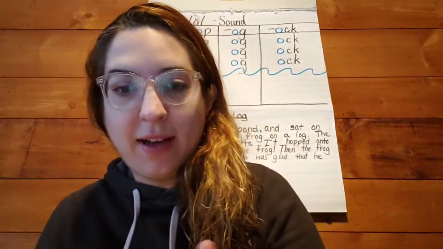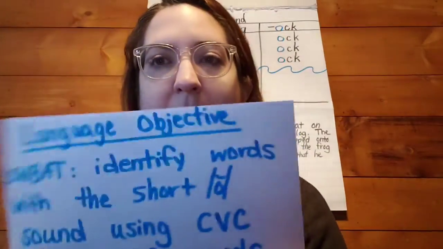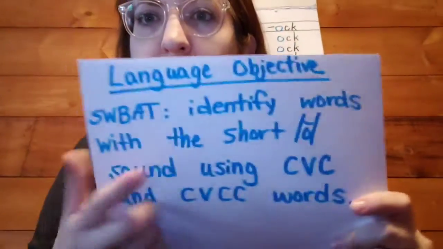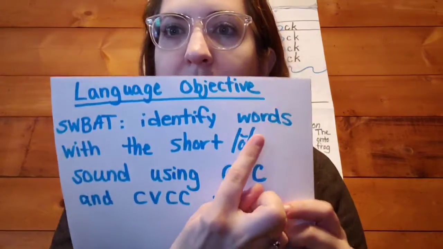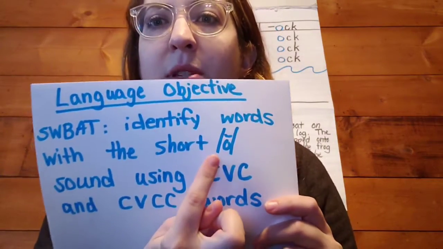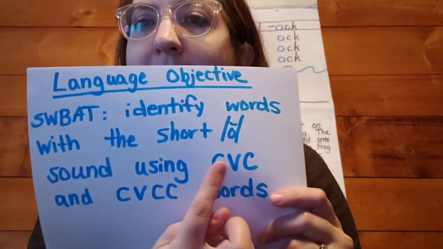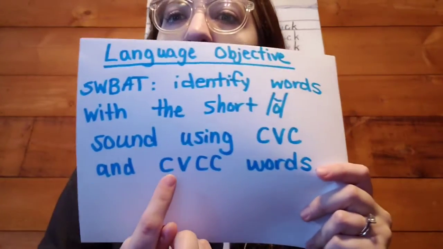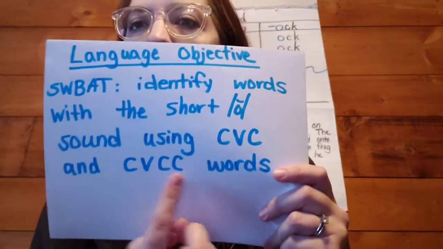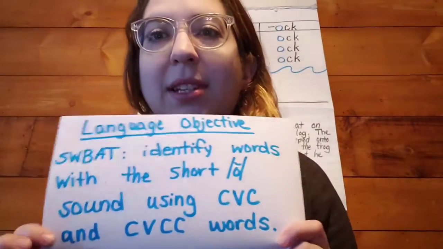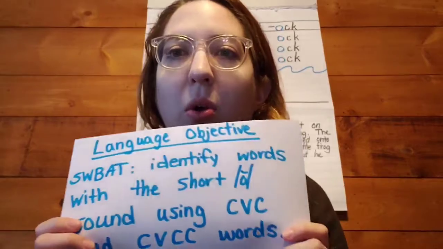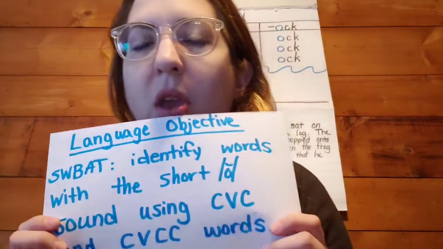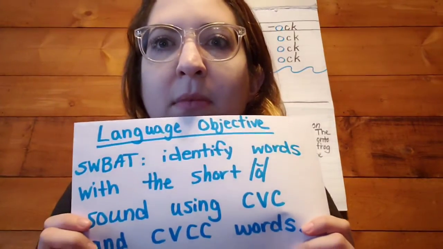And today I have a language objective that I would like you to try to meet. What I'd like you to try to do today is to be able to identify words with the short O sound using that CVC pattern, that consonant, vowel, consonant pattern, and some words that have the consonant, vowel, consonant, consonant pattern. So we're going to be really listening to words and listening for that short O sound, ah. Okay? So let's get started.